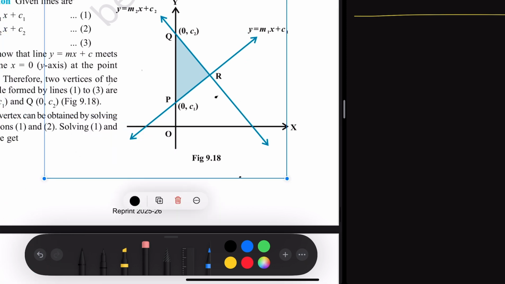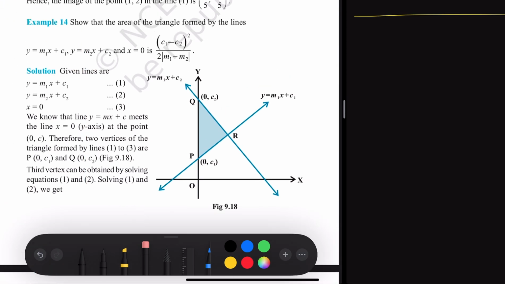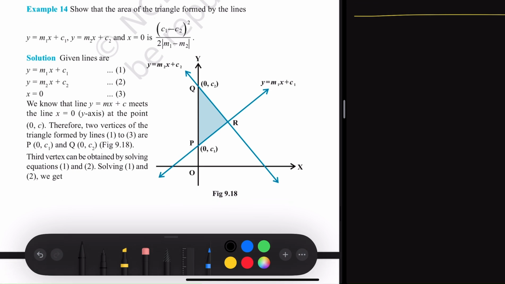we are given these three lines, that is y = m1x + c1, y = m2x + c2 and x = 0. So these are the three lines that are given to us, and if you plot them on the graph, you will get this sort of a triangle.